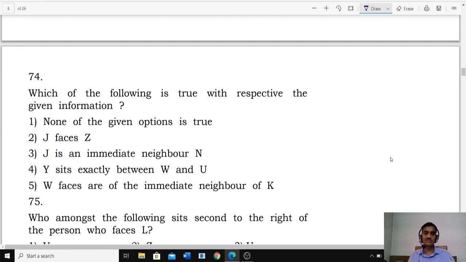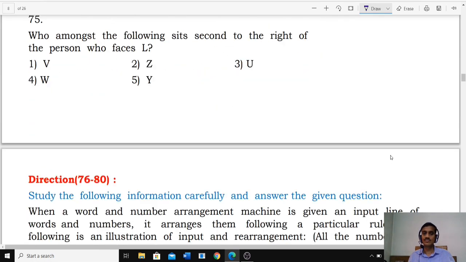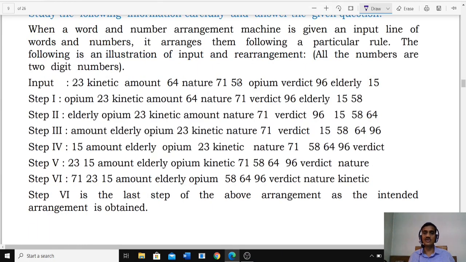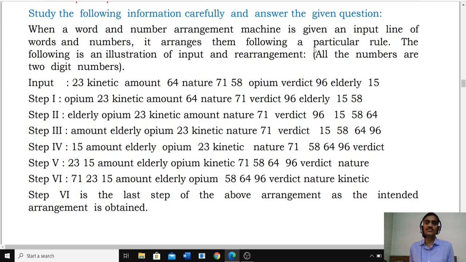Question number 71 to 75. These 5 questions are based on this arrangement. Then 76 to 80. Now in this 76 to 80, when a word arrangement and number arrangement machine is given input line of words and numbers, it arranges them following a particular rule. The following is an illustration of input and the rearrangement. All the numbers are 2-digit numbers.